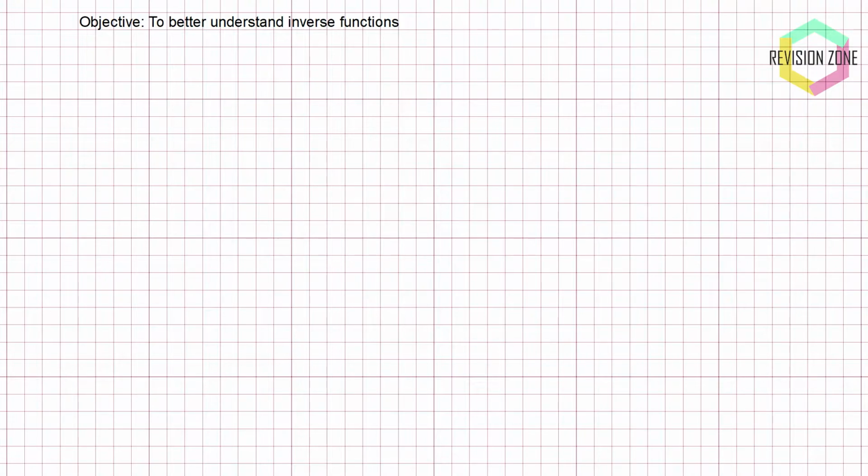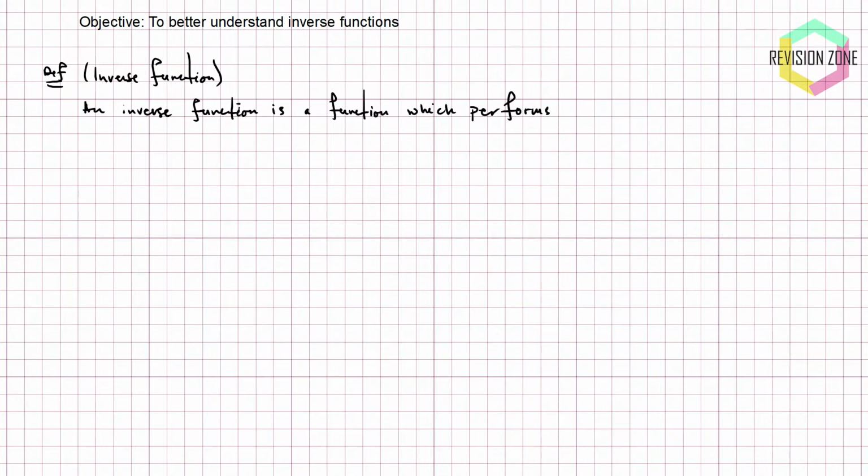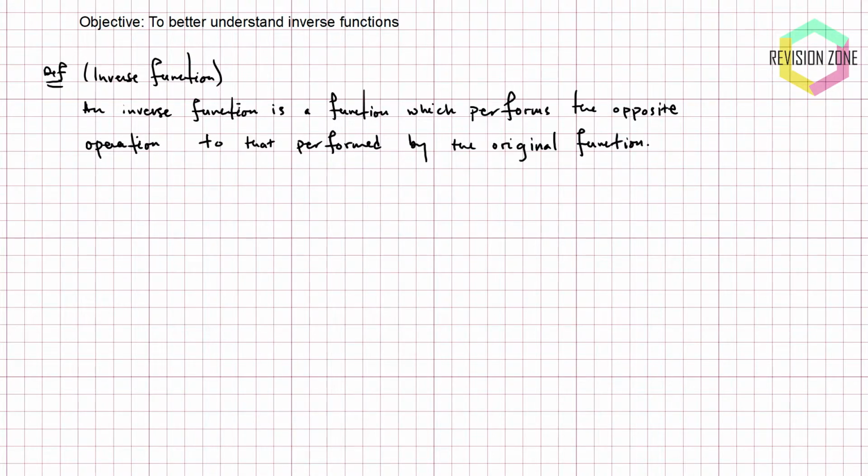In this video, we're going to be looking at inverse functions. So let's start with the definition. Definition, inverse function. An inverse function is basically a function which performs the opposite operation to that performed by the original function. So this definition could do with a bit of unpacking.